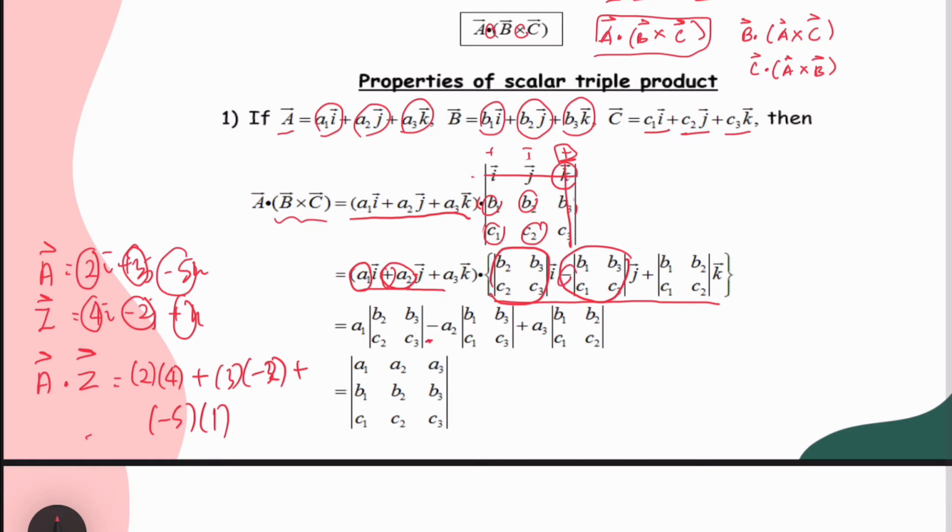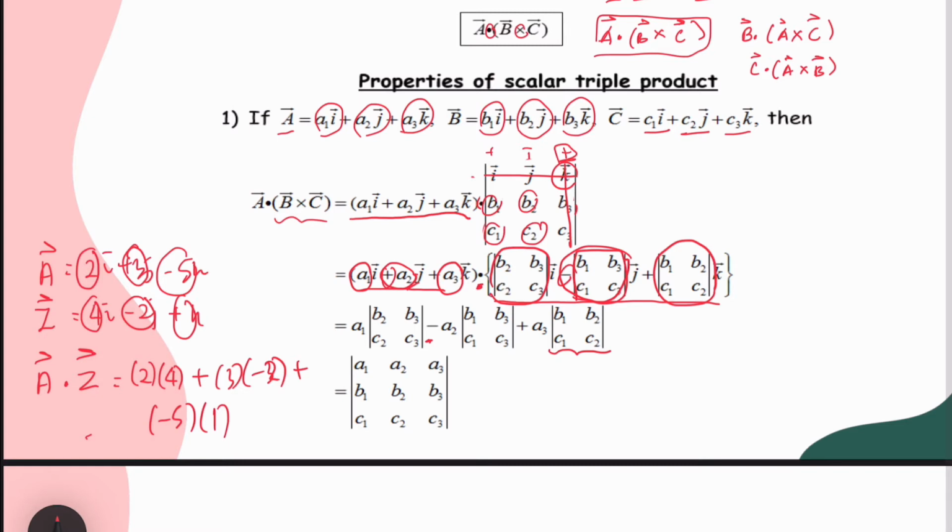Okay, then you have A2 multiplied by this one. Plus the coefficient of k multiplied with the coefficient of k here, because we are now doing a dot product. So we will have a plus A3 and a whole thing in the bracket here.